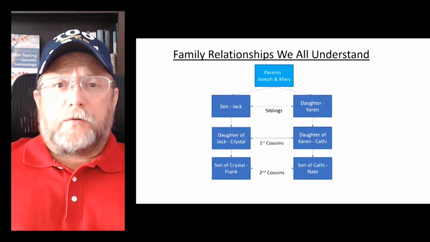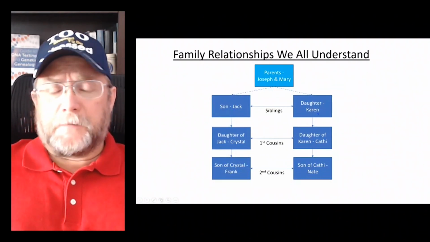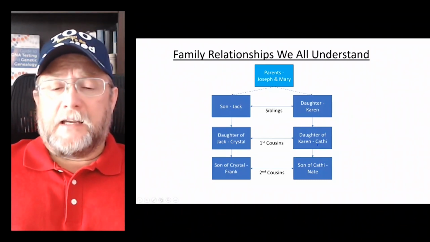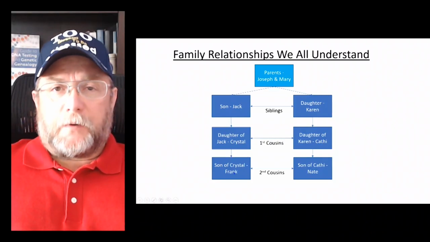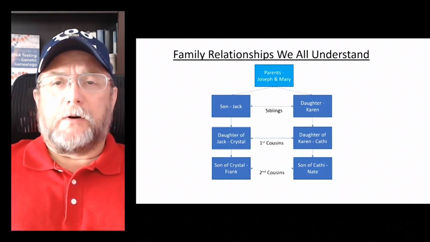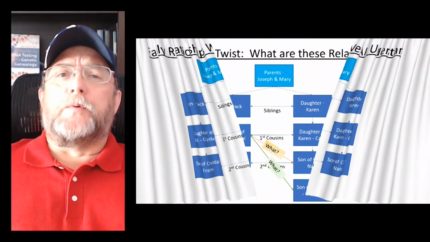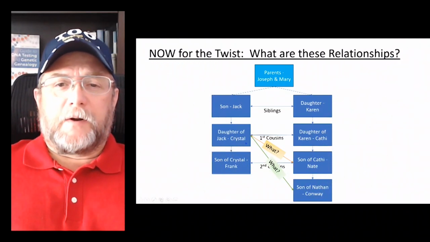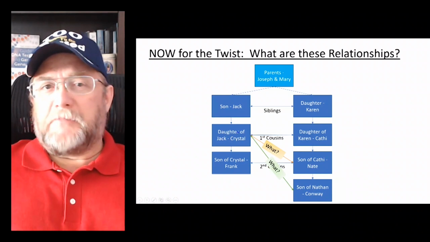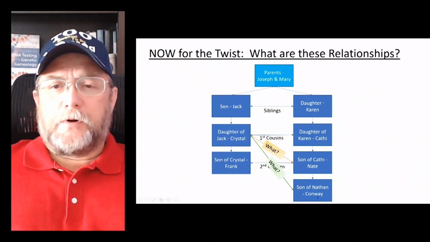To define those, you have the parent relationship to the son Jack and the daughter Karen. And then you have the first cousin relationship between Crystal and Kathy. Then you have the second cousin relationship between Frank and Nate. Those relationships we all understand. We need to take the next step. So here's the twist. Again, we've already talked about the first cousin and the second cousin. First cousin, let's say here, Crystal to Nate, or Crystal to Conway in this case.